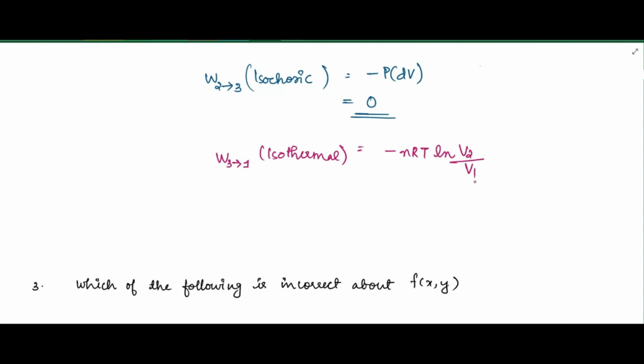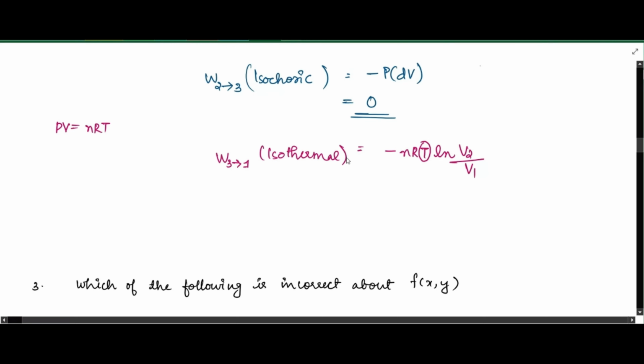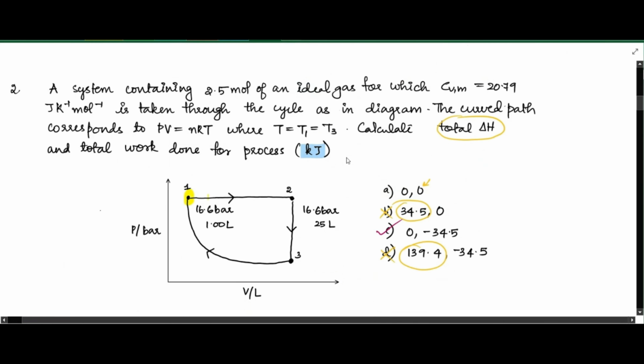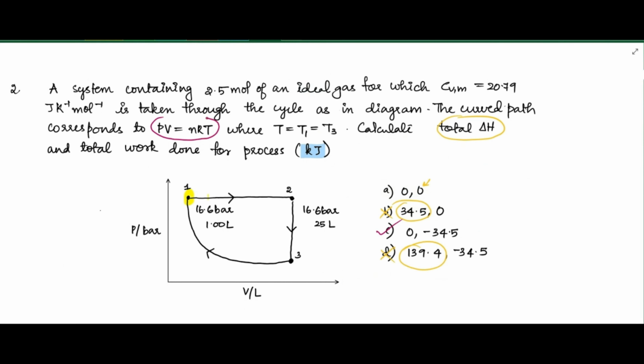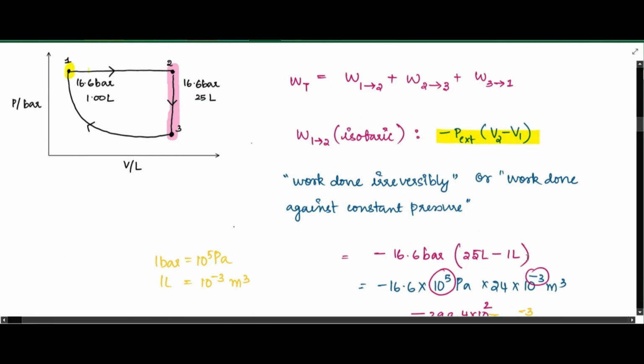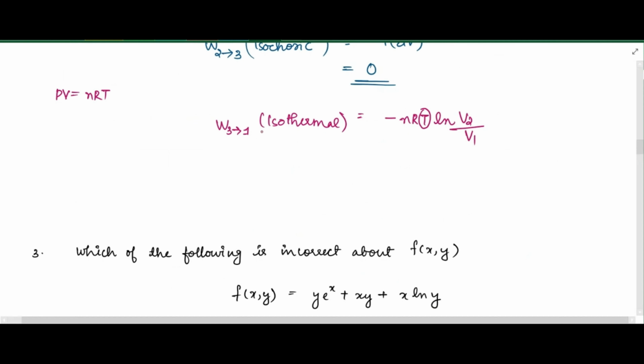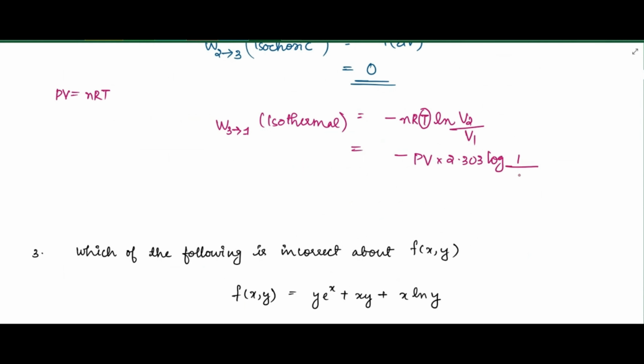Okay, so since temperature is not given in the question, പക്ഷെ അവർ പറഞ്ഞിട്ടുണ്ട് PV is equal to nRT ആണല്ലേ, തന്നിട്ടില്ലേ ക്വസ്റ്റ്യൻ? നോക്കിക്കേ, see, PV is equal to nRT ആണെന്ന് അവർ പറഞ്ഞിട്ടുണ്ട്. So since PV is equal to nRT, this is going to be minus PV into 2.303 log. Final volume, what you have is 1 liter. Initial volume was 25. What is the pressure?